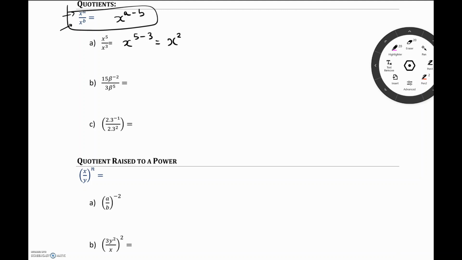Right? Now in this case, let's simplify. Well, first of all, we could reduce this fraction. 3 into itself is 1, 3 into 15 goes 5. So we end up with a 5 in the numerator. Now we want positive exponents.